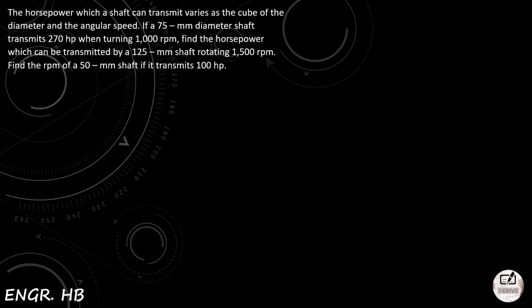Ang sabi ng problem ay the horsepower which a shaft can transmit varies as the cube of the diameter and the angular speed. If a 75 millimeter diameter shaft transmits 270 HP when turning 1000 RPM, find the horsepower which can be transmitted by a 125 millimeter shaft rotating 1500 RPM. Find also the RPM of a 50 millimeter shaft if it transmits 100 horsepower.